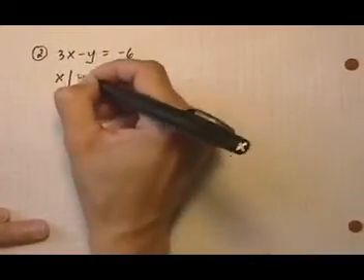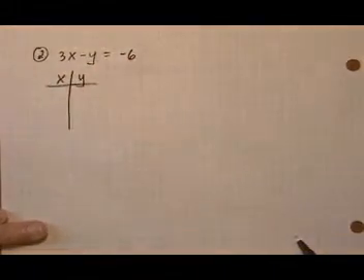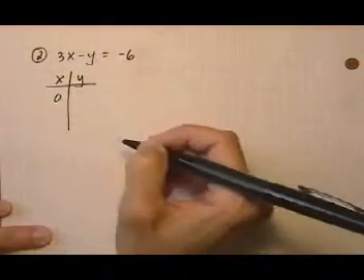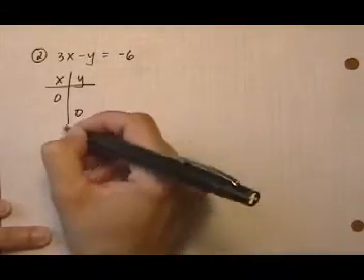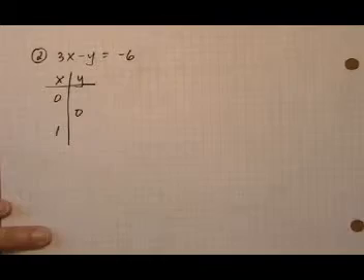Make our chart. And now we're going to put in, again, x is 0, find y, put in y is 0, find x, and put in another value for x, so I'll just put a 1 again.